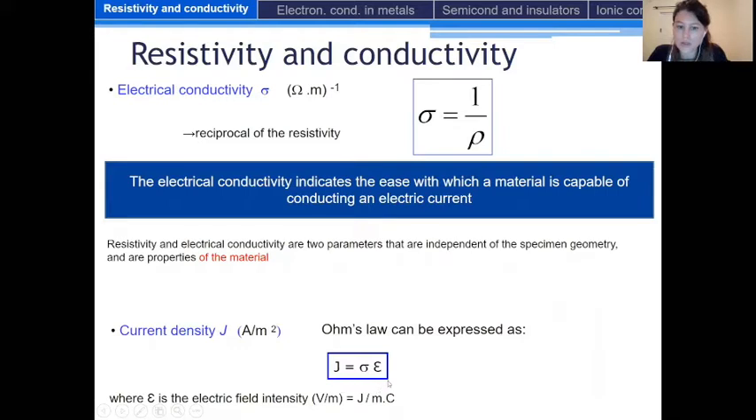So in this equation, we have the relationship between the current density, J, which is in ampere per square meter, and the electric field intensity, which is in volt per meter. And the coefficient of proportionality is the electrical conductivity.